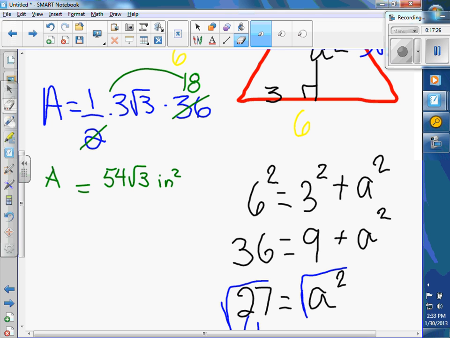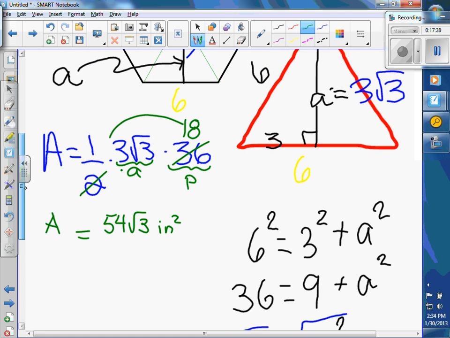Do you see how I did that? Here's the 1/2, here's the A right here, and here's the P. The other method is get the area of one triangle, which is half the base times the height. What's the area of that triangle? The red triangle. Half the base is 3 times the height, 9 root 3, right?